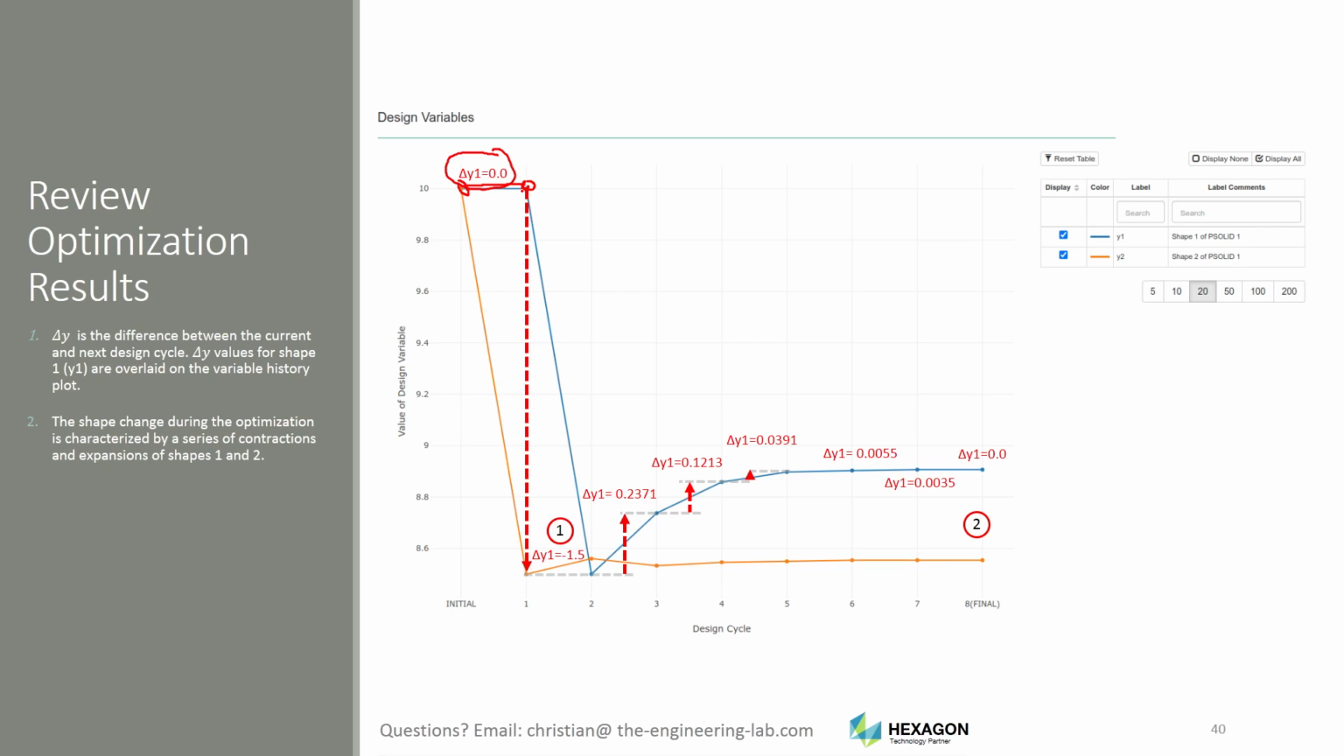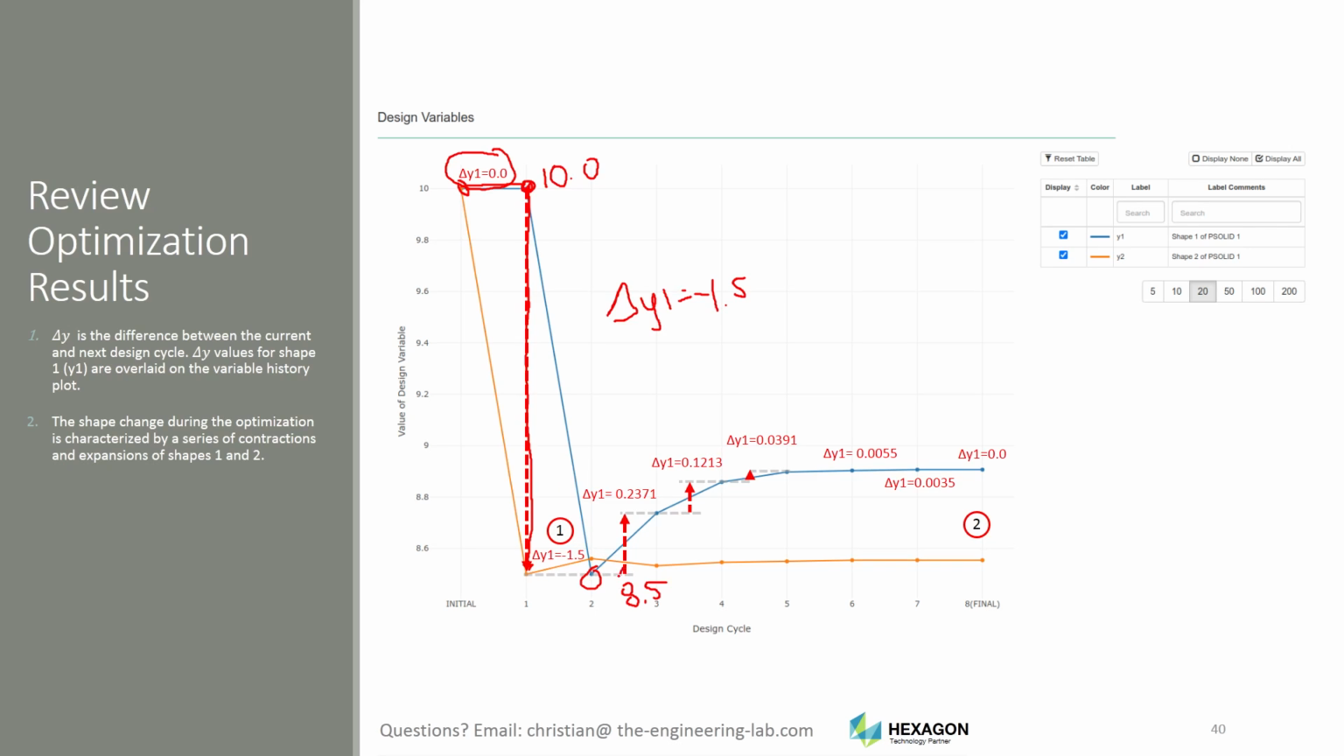What happens after the first design cycle? You see that from design cycle 1 to design cycle 2, there has been a change in the value. So before we had 10.0, and now the new value is 8.5. So what's the delta or the difference? It's negative 1.5. So the shape for Y1 has been contracted by negative 1.5. So this is how you interpret the design variables.